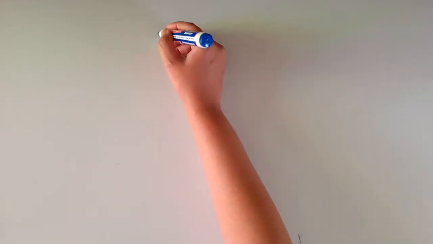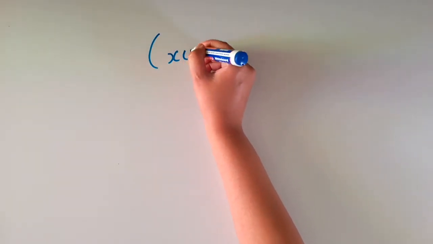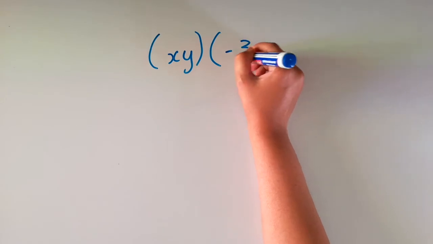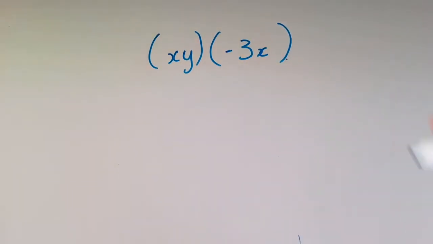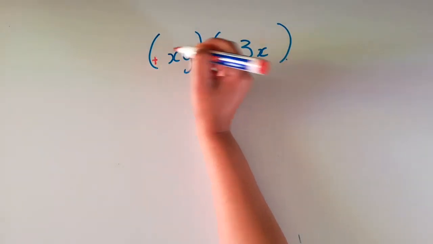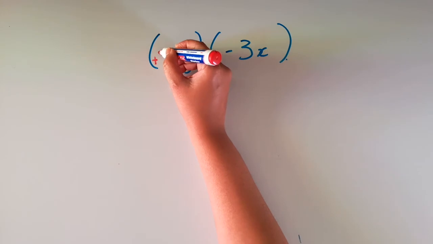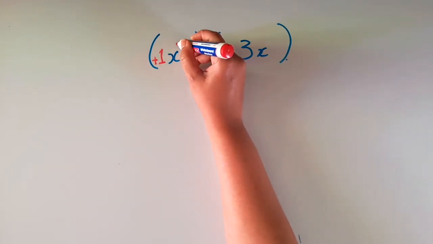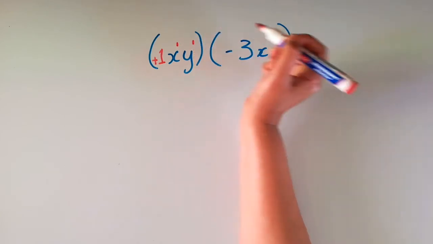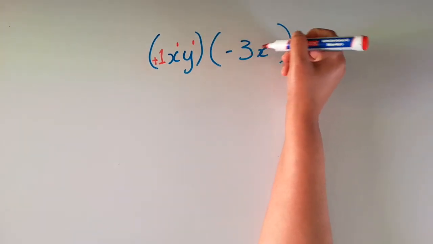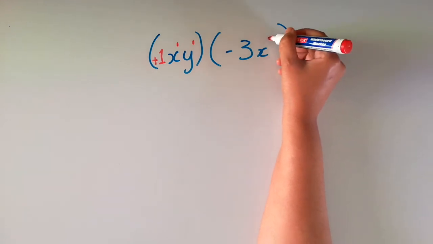Let's say I have xy times minus 3x. So first we do our invisible signs and numbers. This is obviously a plus. No number here, so that's a 1. No exponent, that's a 1. No exponent, that's a 1. I have a sign, I have a number, I have x with no exponent, so that's a 1.